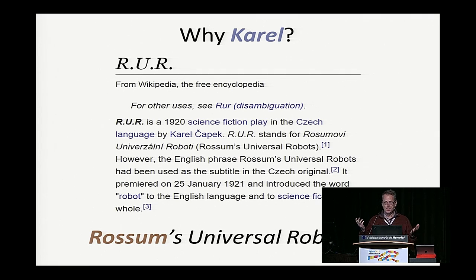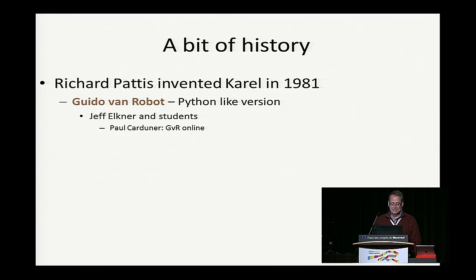Why Carel? Pattis was inspired by the play by a Czech that invented the word robot. The word robot was first used in 1921, and the name of the play was known by its acronym, and it was subtitled Rossum's Universal Robot. Pure coincidence, I'm sure. A few years back, Jeff Elkner and his students wrote a Python-like implementation called Guido van Robot, the best name ever.